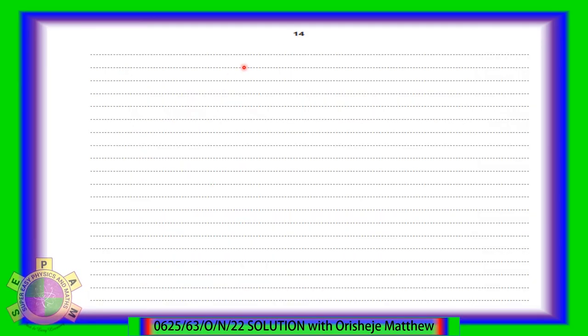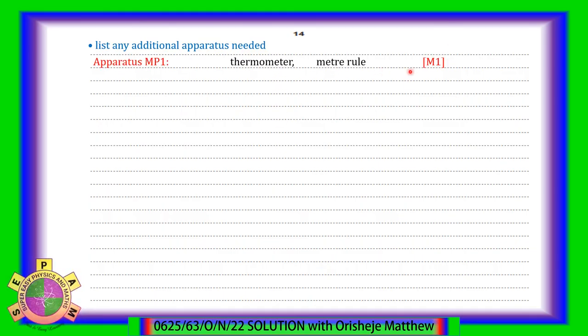So the first point we have: list any additional apparatus needed. If you look at what is given to you, you need to measure the height. What will you use to measure the height? It's not given to us, so you need a meter rule. Then, if you look at the apparatus given to us, we were not given what we use to measure the temperature. So you need the thermometer and the meter rule. So that is the first additional apparatus that is needed. You need a thermometer to measure the temperature of the hot water that you put the squash ball in.